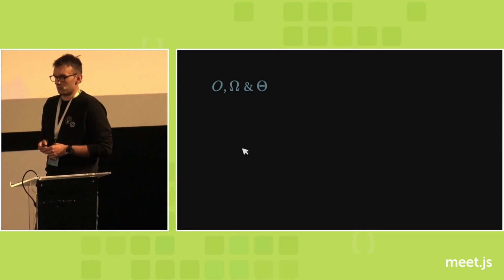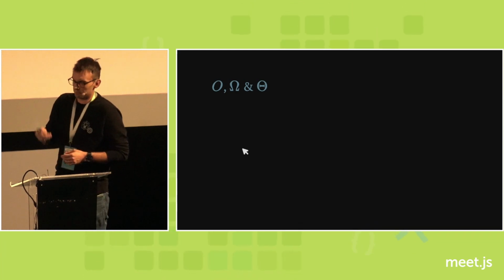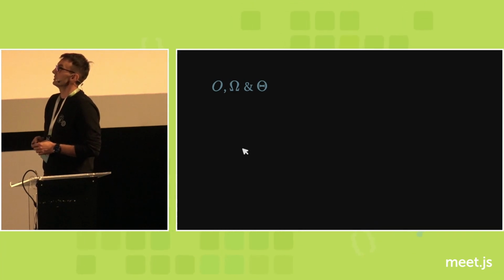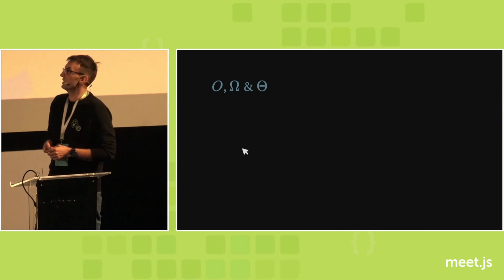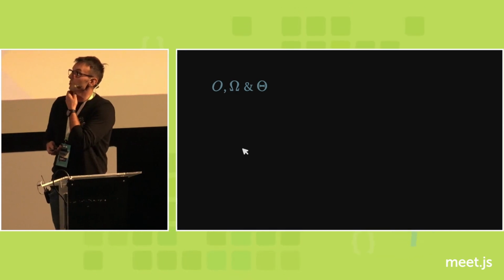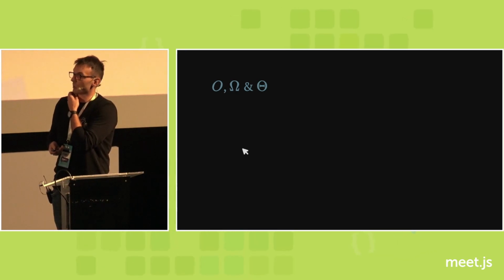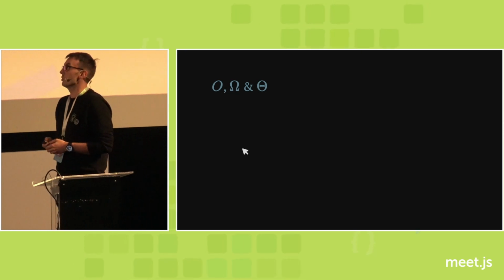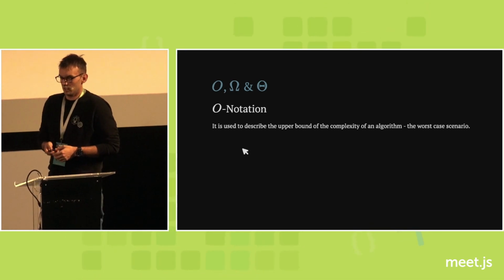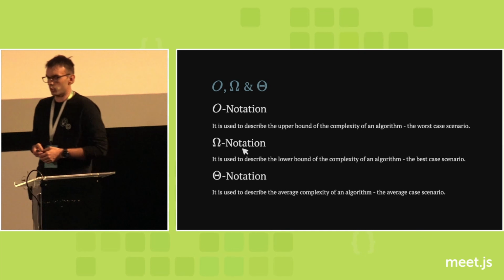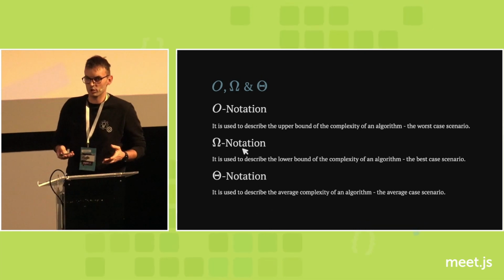Before we move to the next section, I would like to remind, or tell somebody who doesn't know these three markings, big O, omega, and theta. It's just notation that describes the complexity of an algorithm.